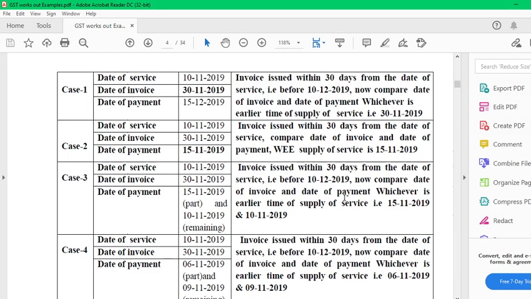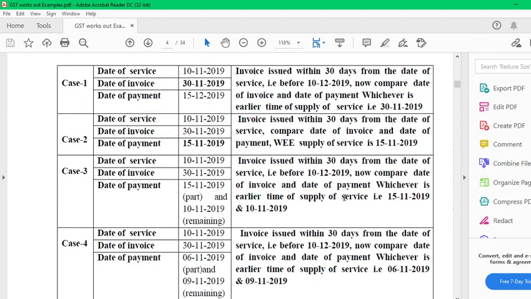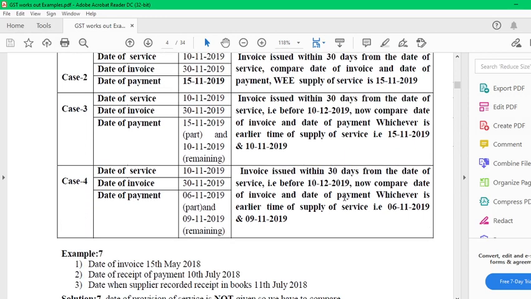Hence, 15/11/2019 and 10/11/2019 are earlier dates compared to the date of invoice. Hence, the date of supply is considered from 15/11 and 10/11. The earlier date is 10/11. You have to consider that as the date of supply of service. The fourth case is 10/11/2019, the date of service.